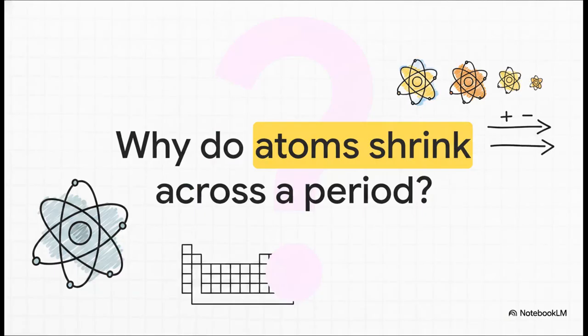And this brings us to a classic paradox. I guarantee you're going to face this on your exams. Why on earth would adding more protons and more electrons across a period make the atom physically smaller? I mean, common sense might tell you that adding more stuff to an atom should make it bigger, right? But as we just saw, moving to the right across a period actually shrinks the atomic radius. Let's break down why.